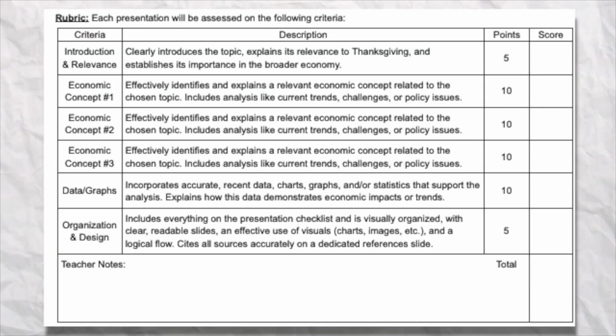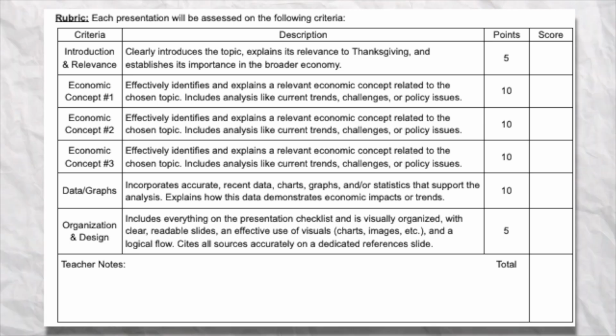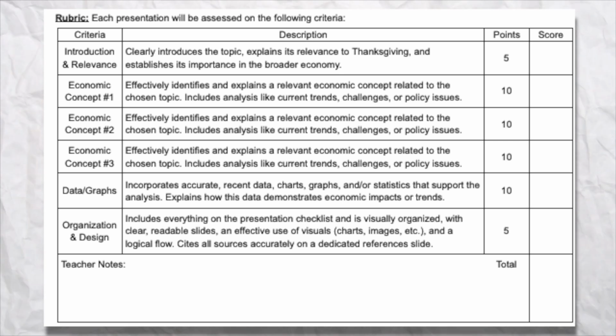Now here is the rubric that goes along with the activity. You can see I set it up for 50 points, so about half of an exam. Again, you can use this piece of paper to write down their scores in each one of these categories, and there's a spot for you to write your teacher notes to them as well.